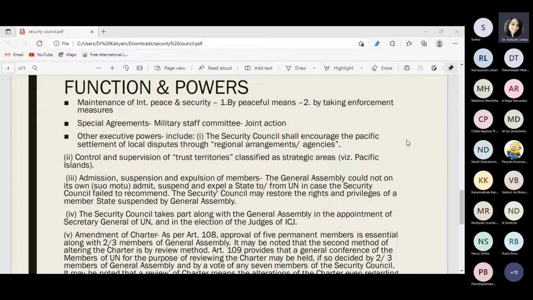So the Security Council, through its recommendations, decides the state's responsibilities.